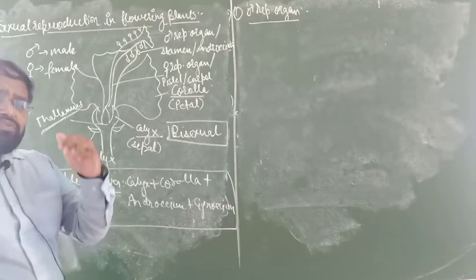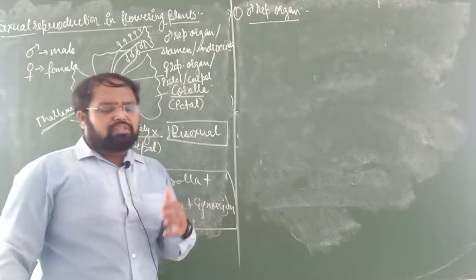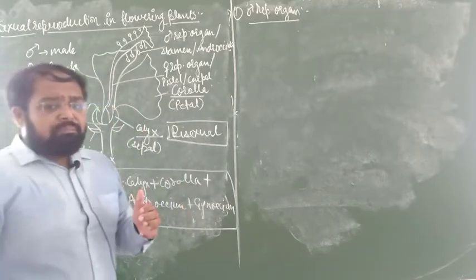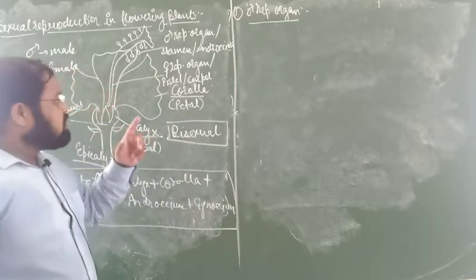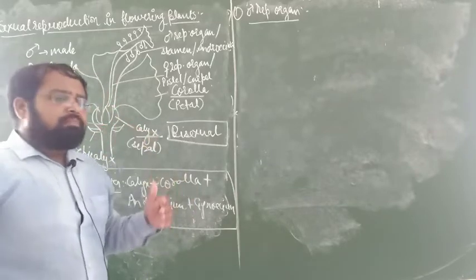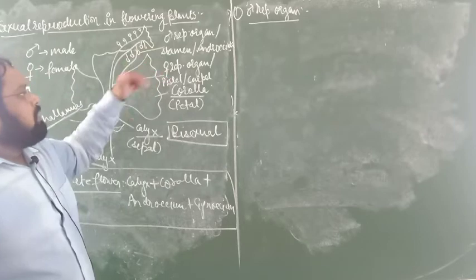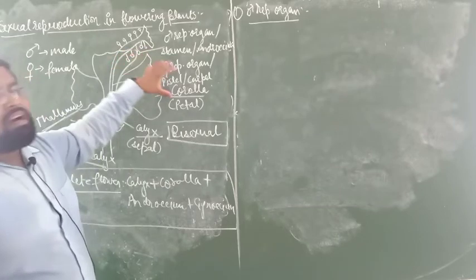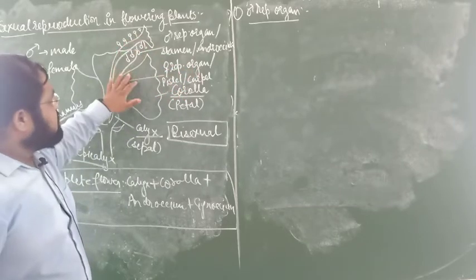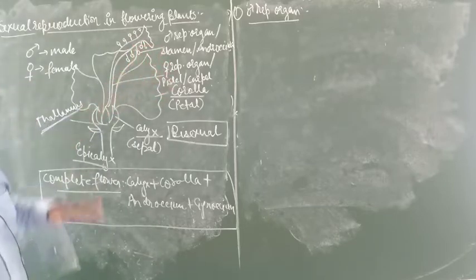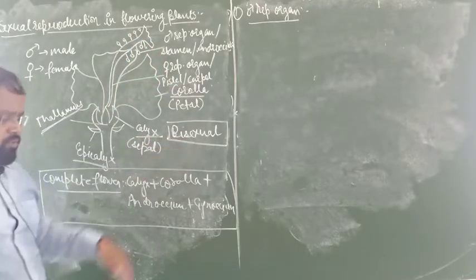Okay, many times in board examinations the question arises: name a single plant, or give an example of a plant, which has both stamen and carpel. So you have to write stamen and carpel. Stamen is the male reproductive organ and carpel is the female reproductive organ. It means it will be asked about the bisexual flower.